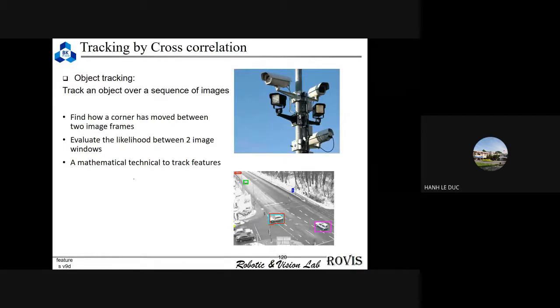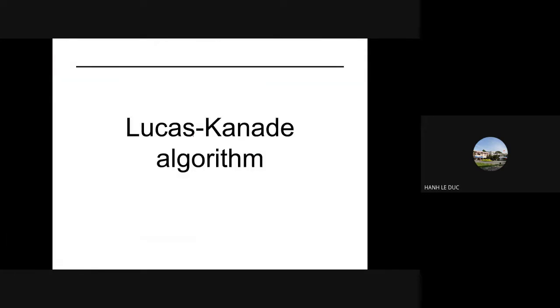In the next frame, I want to find where the car is, that means where the rectangle is in the next frame, frame two. This is what we call tracking object motion. So how can we do it? We will use the Lucas-Kanade algorithm.